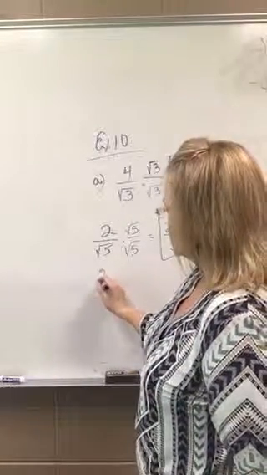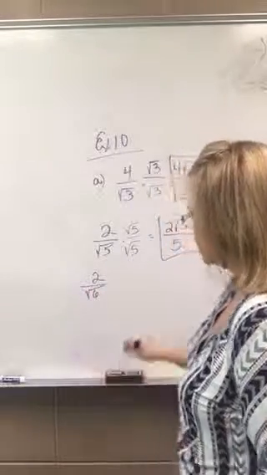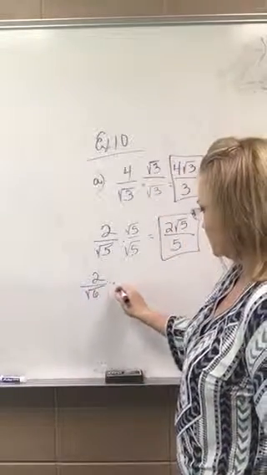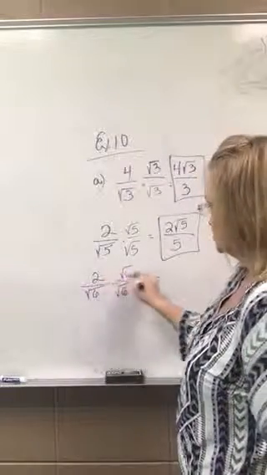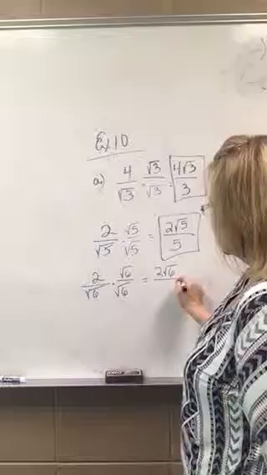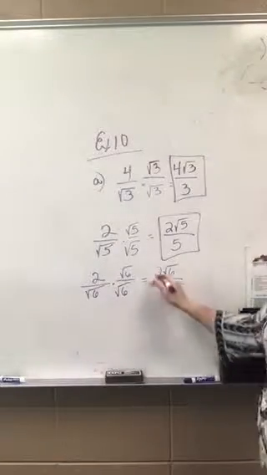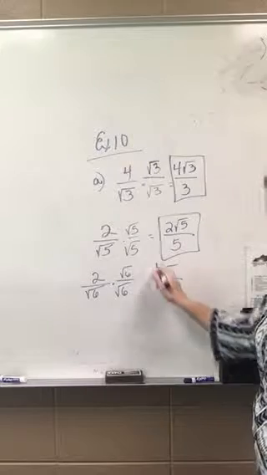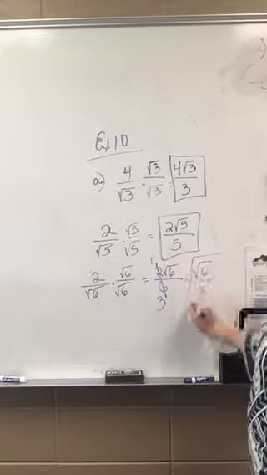What if I had 2 over radical, let's say 6? I could times that by another radical 6, top and bottom, which makes 2 radical 6 over regular 6. This one will reduce. The 2 and the 6 can be reduced to 1/3. So you should always reduce if possible.